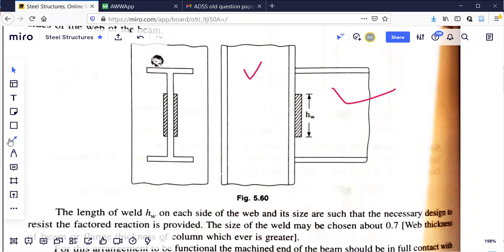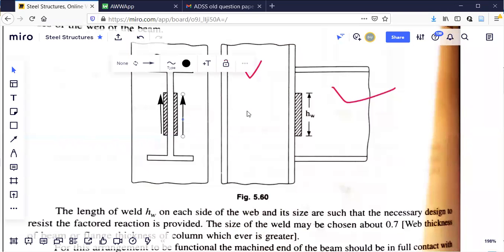See this one, the force that is, you can see this. Why have I shown it upwards here? Because the reaction is acting downwards. So the weld is subjected to, the weld has to resist the reaction. That is what the meaning here is.